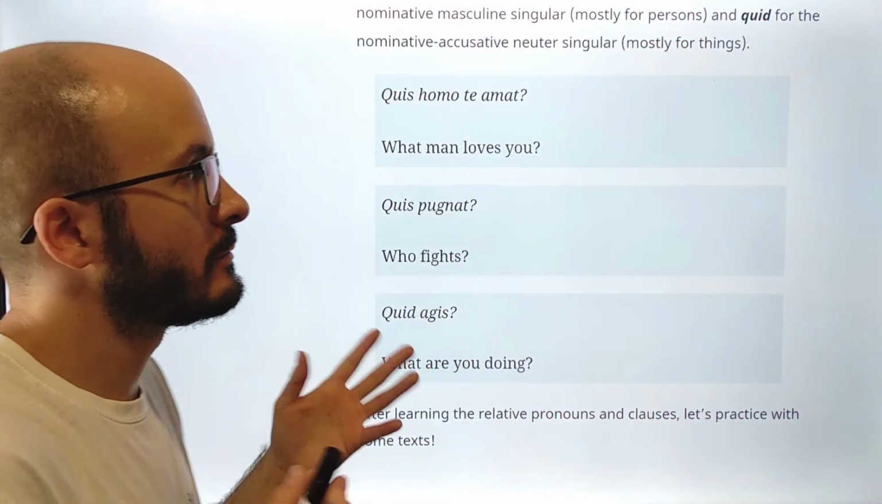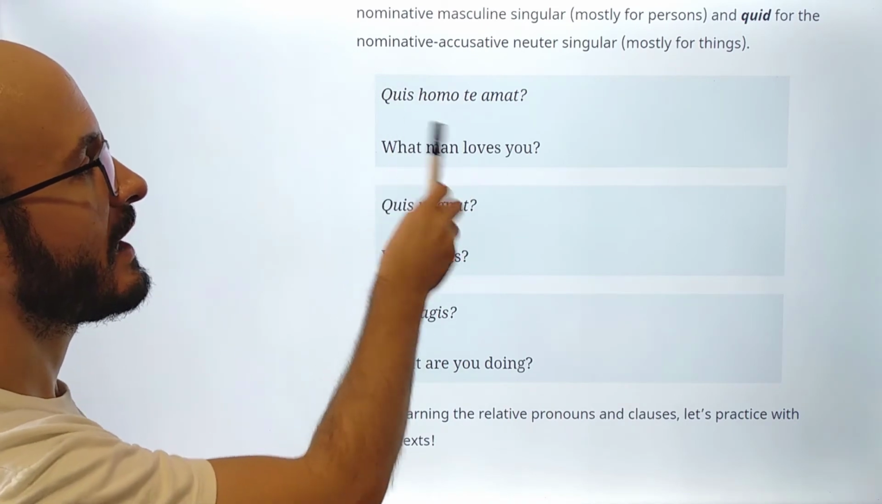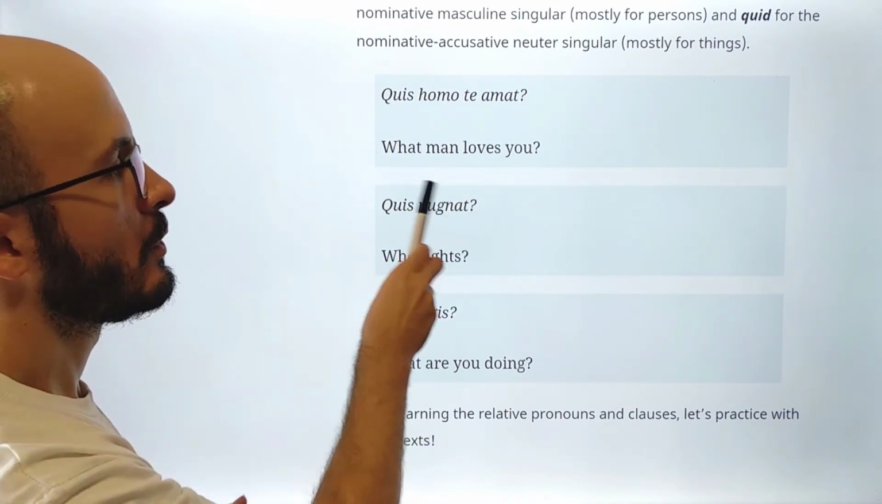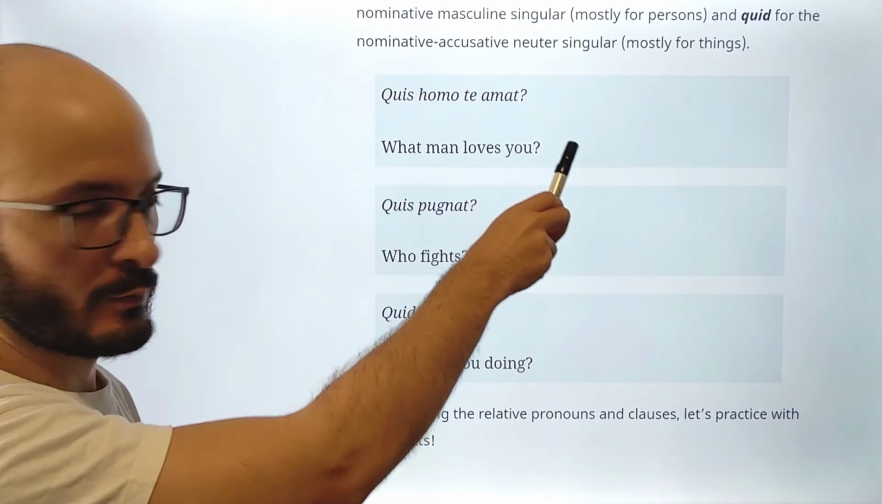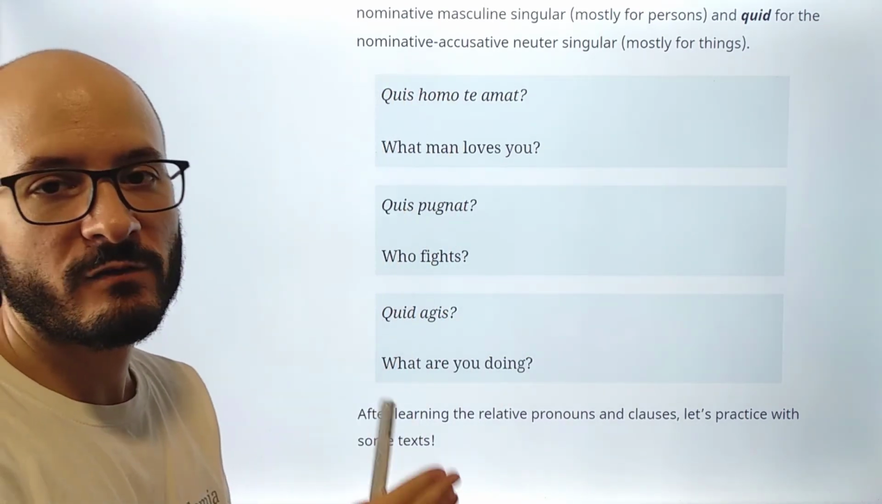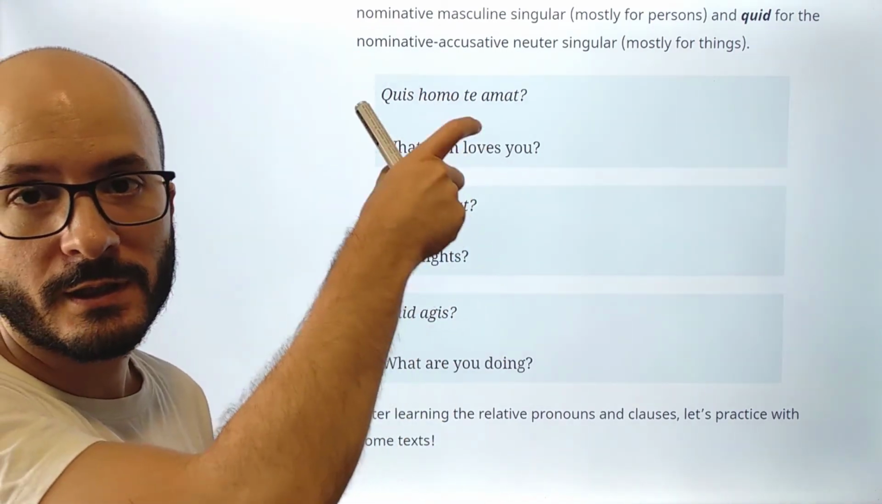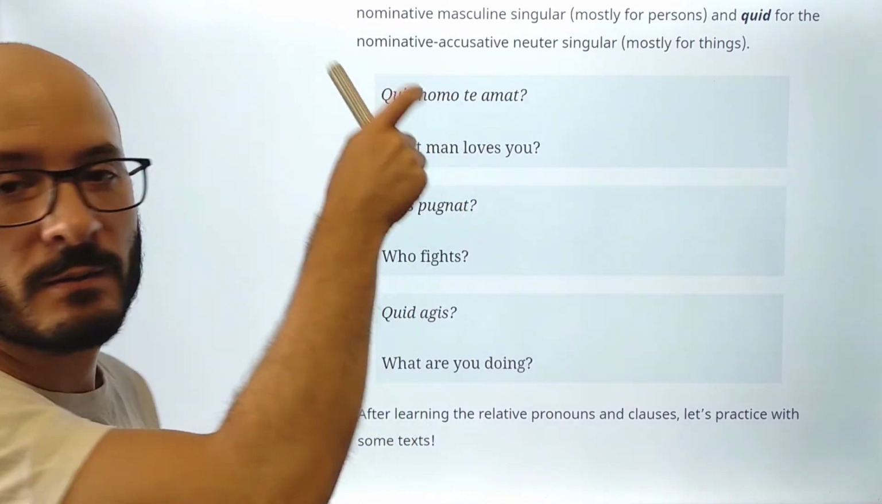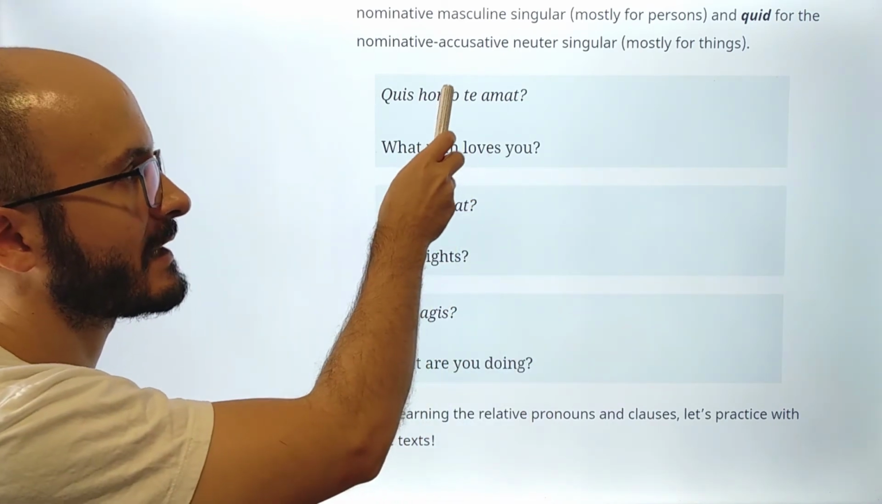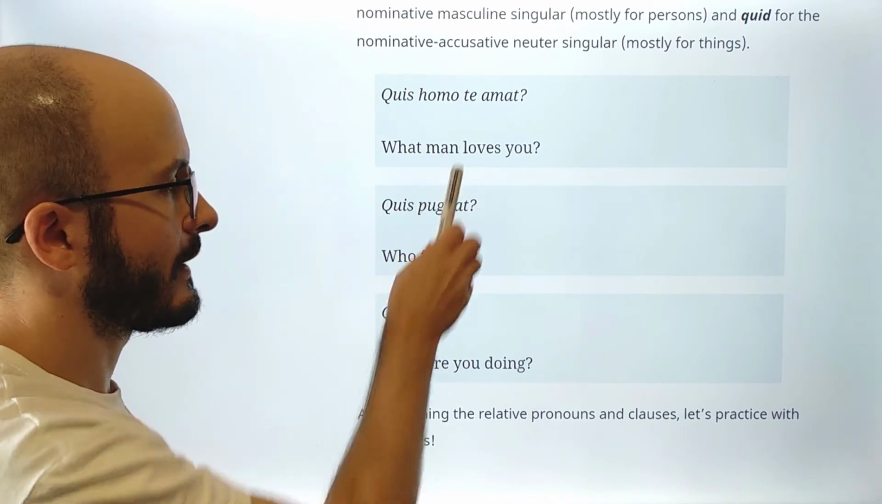Now, how does this appear in text? For example, here we have quis homo te amat. What man loves you? So here we have quis homo. Here quis is a kind of determiner. Quis homo. Because homo is masculine, so quis masculine. And of course, nominative singular. Okay? So quis homo, what man?